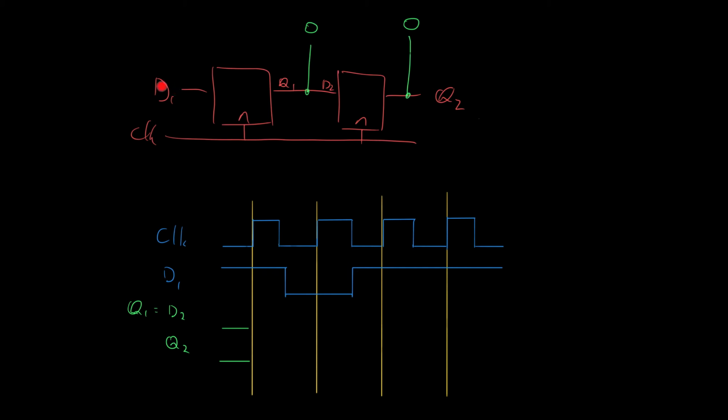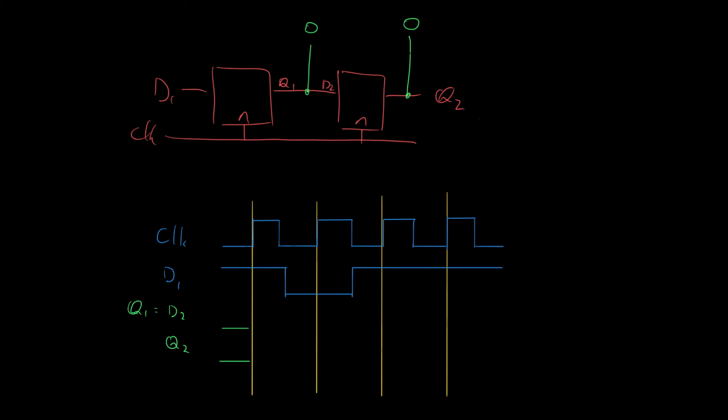We need to know what the input D1 is. I've arbitrarily chosen that D1 is initially a 1, then it drops to 0, then comes back to 1 and stays a 1. This time, let's pretend we are told that initially the outputs of both flip-flops are 0. I have a 0 here and a 0 here, so I can initialize them like that. So, how do we fill in the remainder of this diagram?